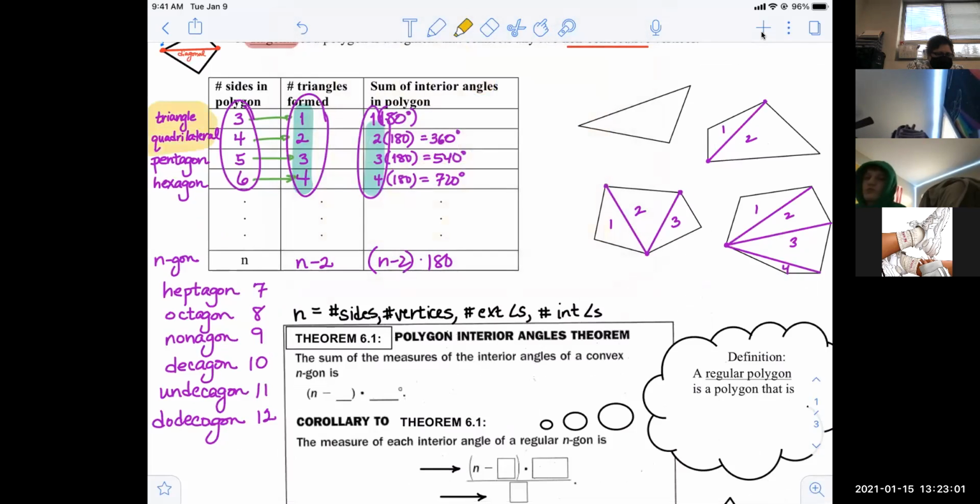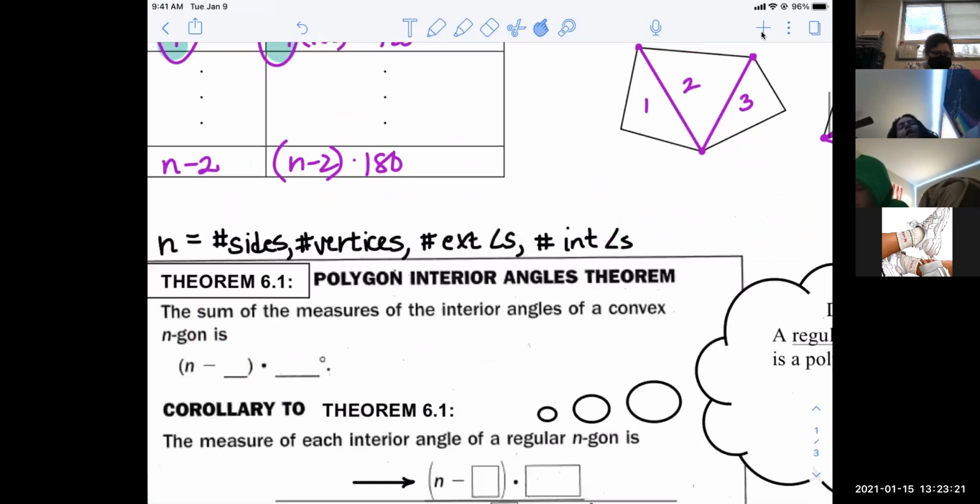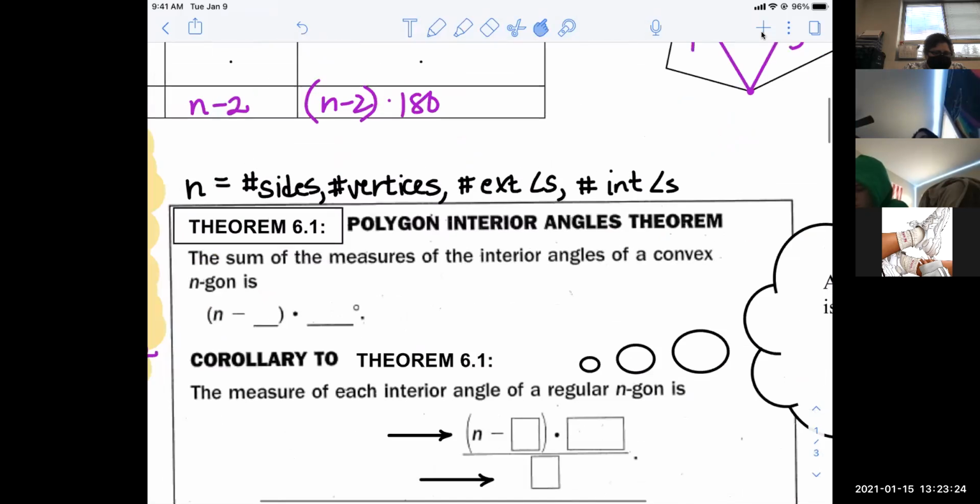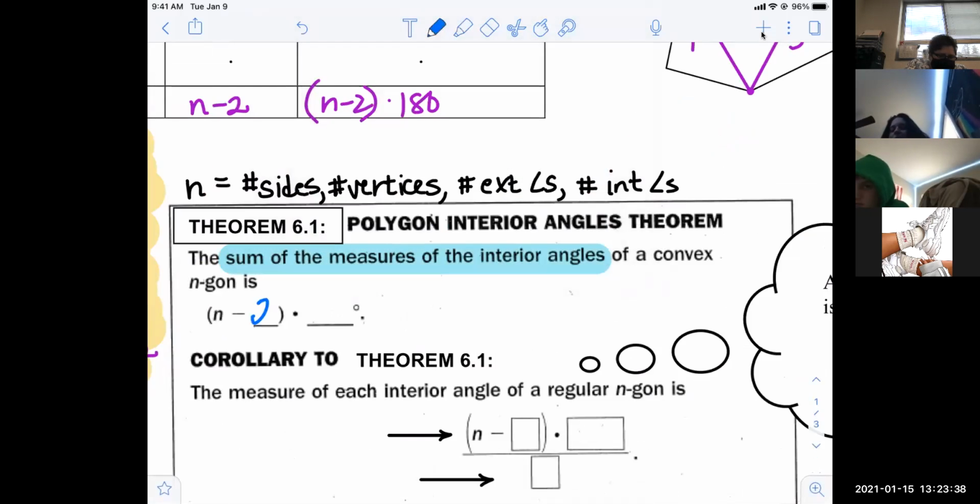Okay, triangle, obviously that's pretty easy. Make sure that you know these. Okay, so back to the formula. If your polygon has n sides, the sum of the interior angles is 2 less than that number multiplied by 180. This is a formula for the sum of the measures of the interior angles. It's an n-gon, so there's n sides. N minus 2, the quantity n minus 2 times 180.